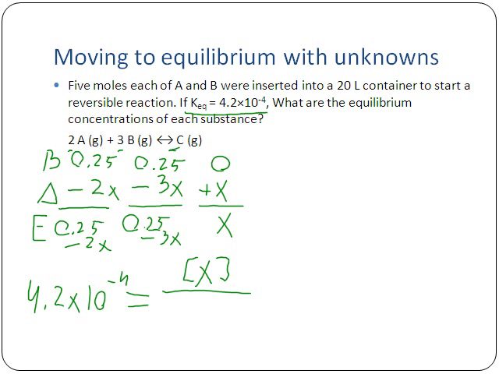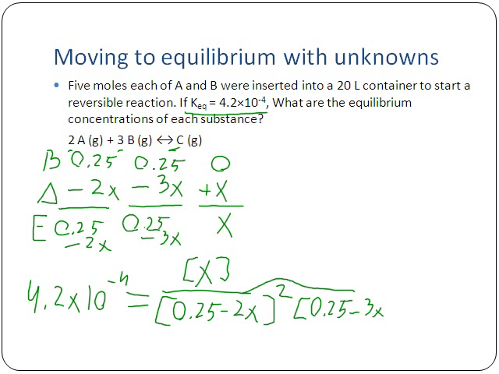And so the first one that's on bottom will be the first one that's on the left. And so that's going to be 0.25 minus 2x raised to what power? Raised to the second power. I'll continue that over there. Then also divided by our B concentration equilibrium, which is 0.25 minus 3x to the coefficient there, which is 3, to the third. Oh boy.